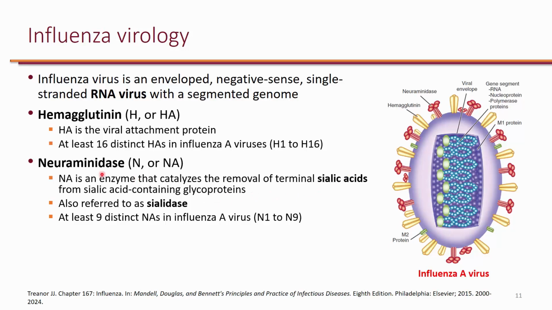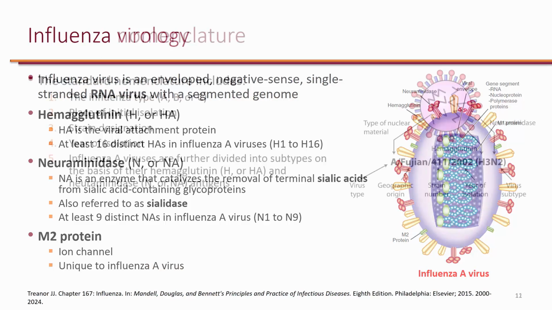Another name for neuraminidase is sialidase. And the reason this is important to know is because we have a class of drugs called neuraminidase inhibitors, and sometimes they're referred to as sialidase inhibitors. And something that's specific to influenza A only is the M2 protein, which is basically an ion channel, which you can see here. This does not exist in influenza B.